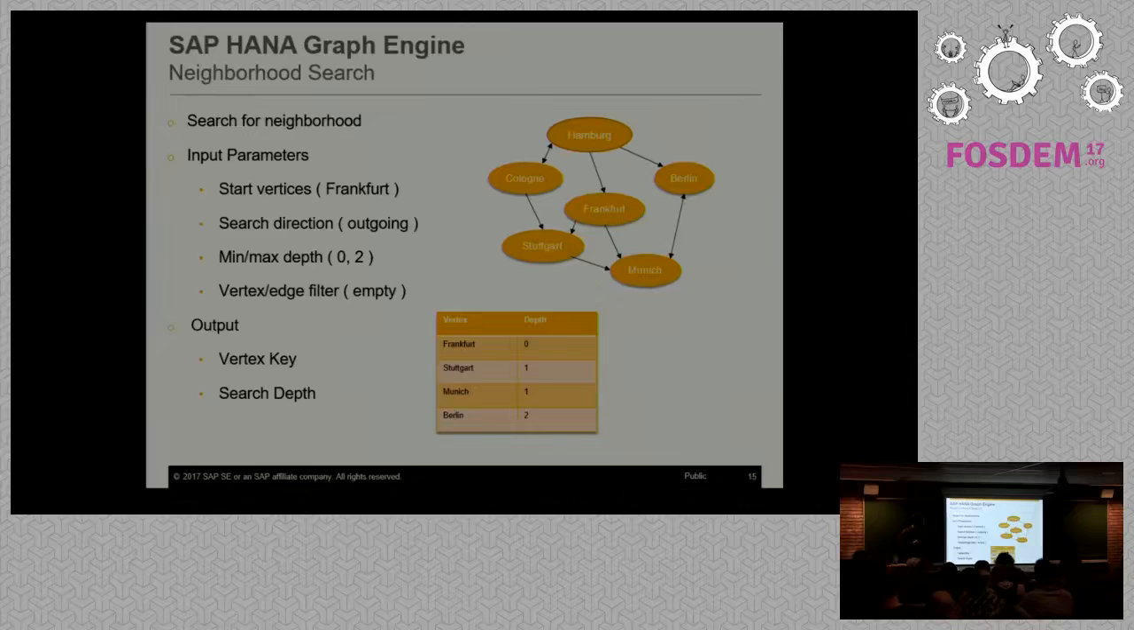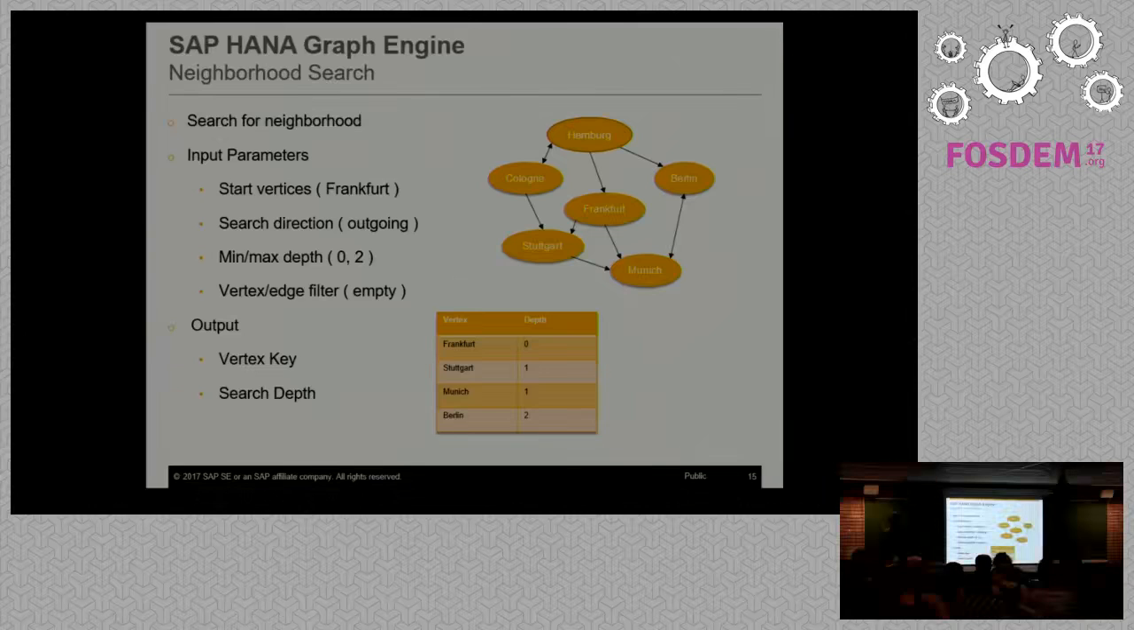As output, you get a table. Here in this example, this is basically a small graph with vertices of German cities, and think of it as a transportation network. So when we start from Frankfurt and want to go along outgoing edges from level 0 to 2, we reach Frankfurt as the start vertex at level zero, Stuttgart and Munich in the first level, and Berlin in the second level.